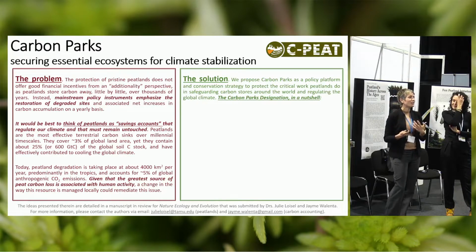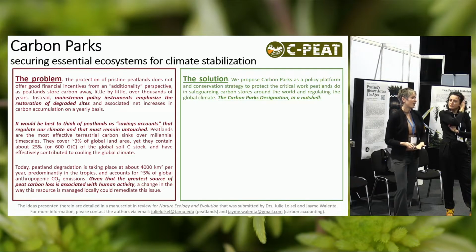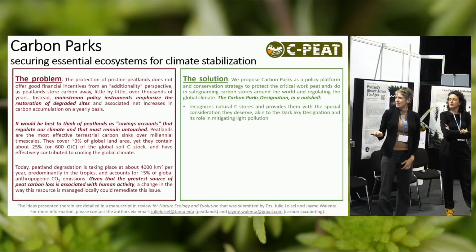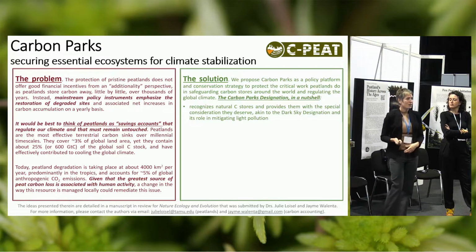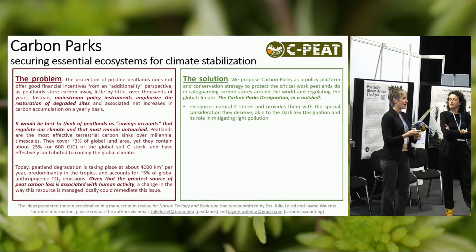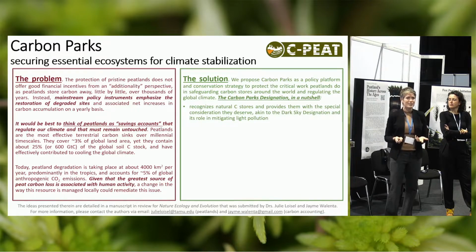You know, we're trying to keep the sky dark. So if people got to know more about peatlands and their role in the carbon cycle, it would really disincentivize, hopefully, people from going and building. And so the carbon park idea is really just to recognize the natural carbon stores. And it would work for peat, but it could work for grasslands, for forests, for other types of ecosystems that are rich in carbon as well.